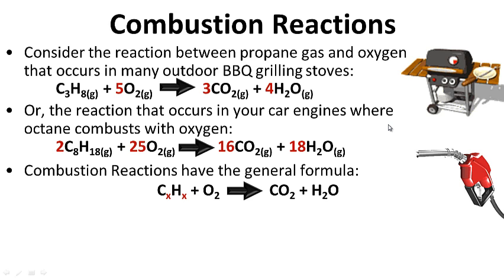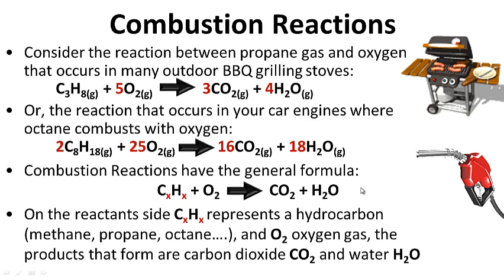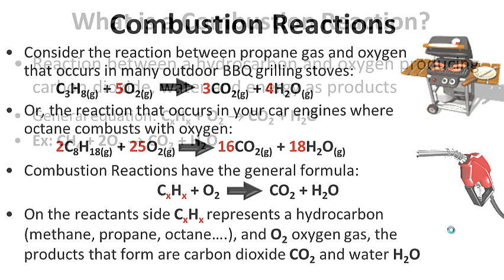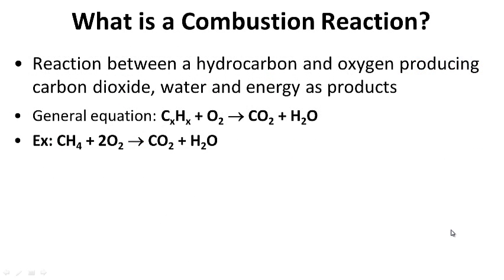So combustion reactions have the general formula: a hydrocarbon, C subscript X, H subscript X, plus oxygen creates CO2 and water. So on the reactant side, like I said, C subscript X and H subscript X represents a hydrocarbon, methane, propane, octane, and so forth. And oxygen gas, O2, and the products that form are carbon dioxide and water, H2O. So for your notes, what is a combustion reaction? Question on the left-hand side, answer on the right-hand side. Go ahead and pause this while you write, and I'm going to move on.